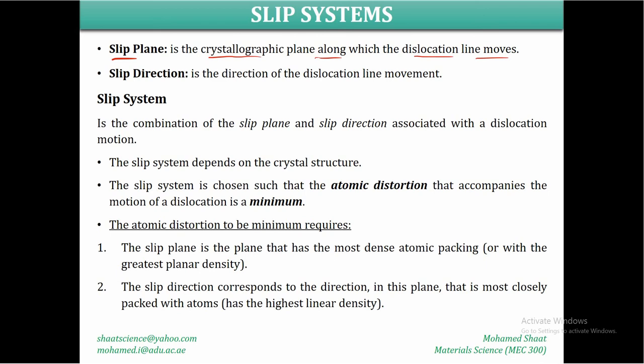We said that for a dislocation to move, the dislocation line is going to move over a certain plane of atoms. This plane of atoms is known as the slip plane. So this is one thing. In order to describe the motion of a dislocation, you should identify the slip plane over which this edge dislocation or screw dislocation motion is going to take place. Also, we have to describe the slip direction. So what is a slip direction? This is the direction of the dislocation line movement.